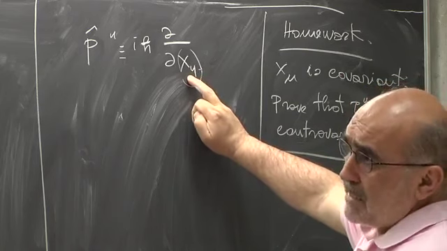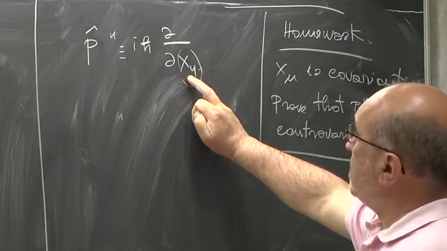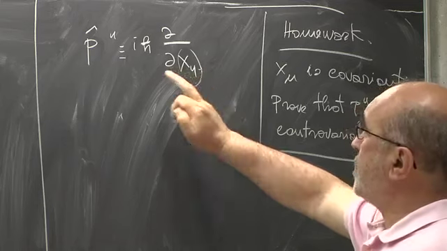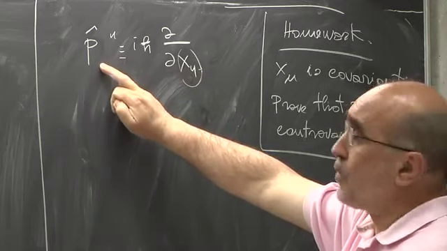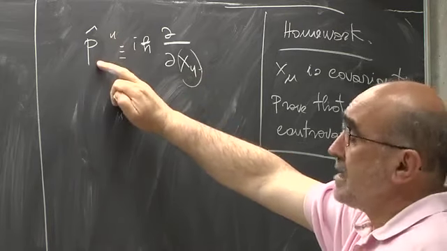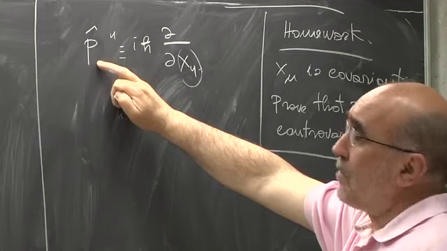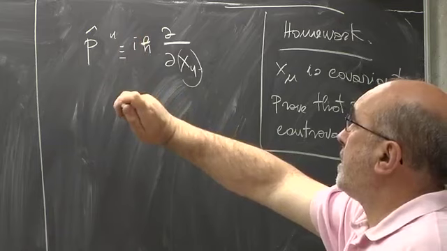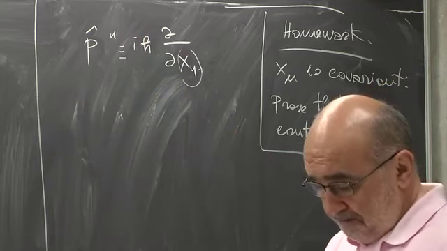x mu has the index down, so we know that this x mu with the index down transforms as a covariant vector. This one, I want you to prove, you see it has the index down, that it transforms as a contravariant vector. That means with the normal lambda matrices, okay, with this definition.